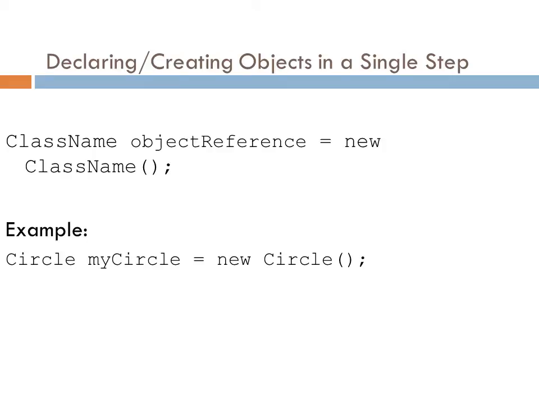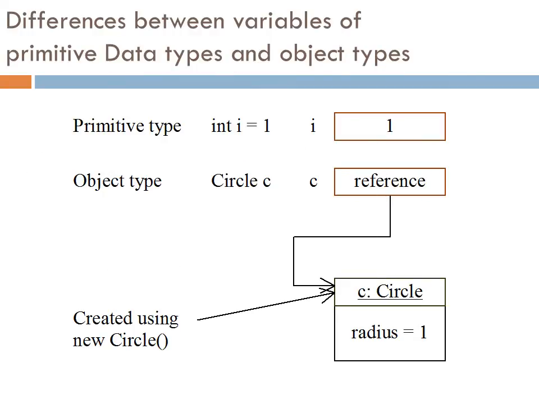Declaring and creating objects in a single step. We can combine the declaration of the reference variable and the creation of the object in the same line. So class name, reference name is equals to new class name. In our example, Circle myCircle is equals to new Circle. Here we have created a reference variable called myCircle, and at the same time we are initializing that reference variable to a particular object in the same line.